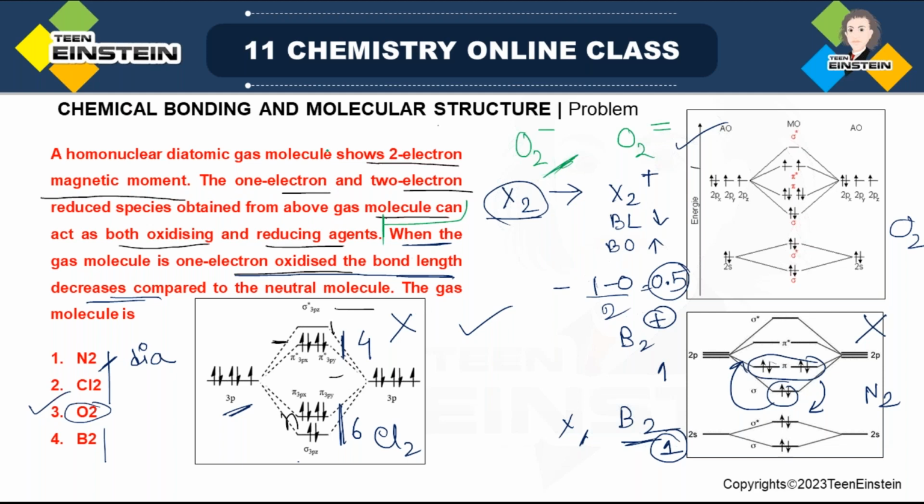But the first information, that it has a paramagnetic magnetic moment value, 2 unpaired electrons, and the second information, that 1 electron oxidized species, that means from X2 after removal of an electron you are getting X2 plus. So the first information is helping us to eliminate chlorine and nitrogen, and the third information is helping us to eliminate B2. In this way you can reach the correct answer, which is O2, even without considering the second information. Fine.